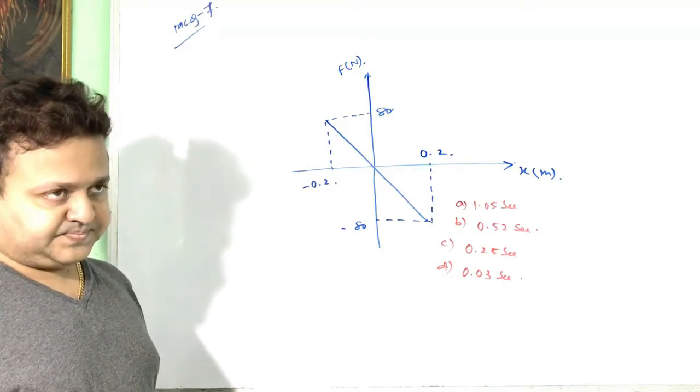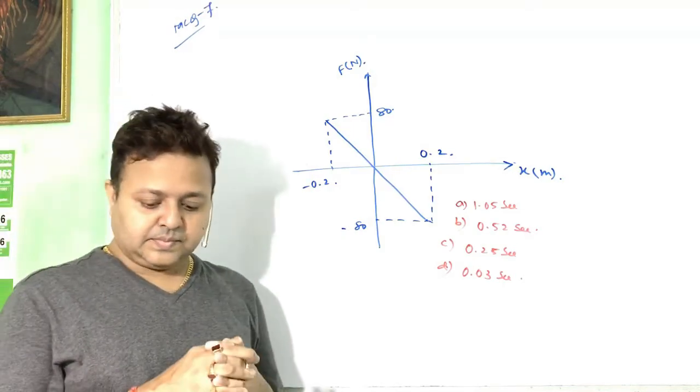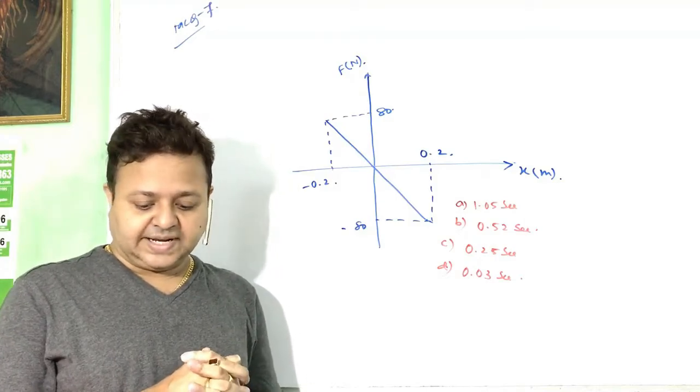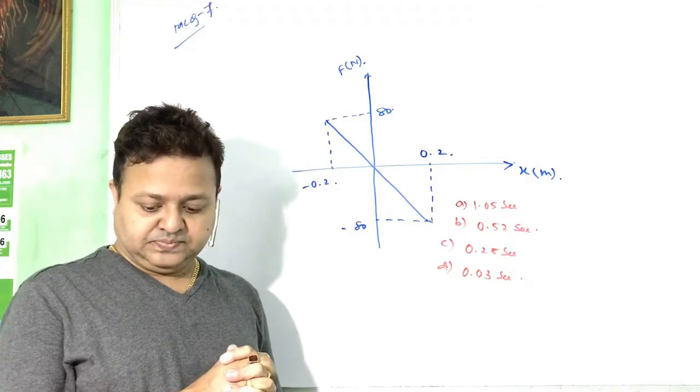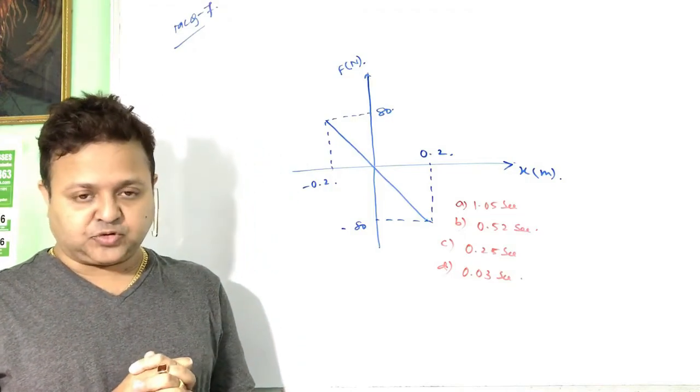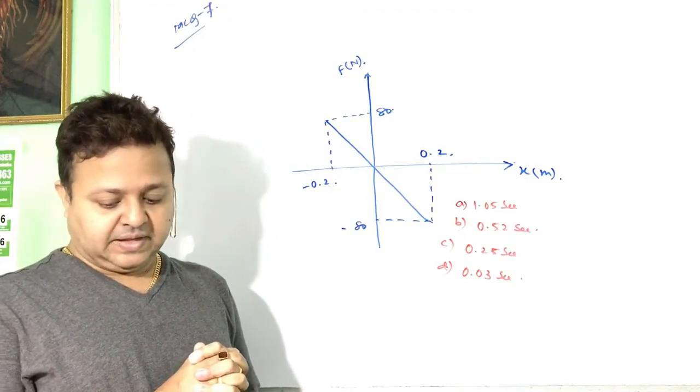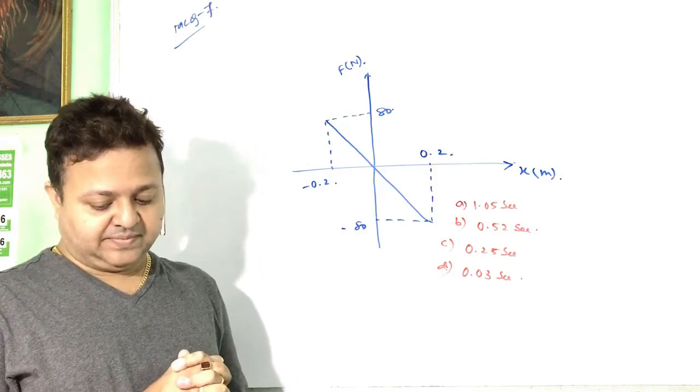Repeat question. A body of mass 0.01 kg executes SHM about x equals 0 under the influence of the force shown in the figure. The time period of SHM will be?